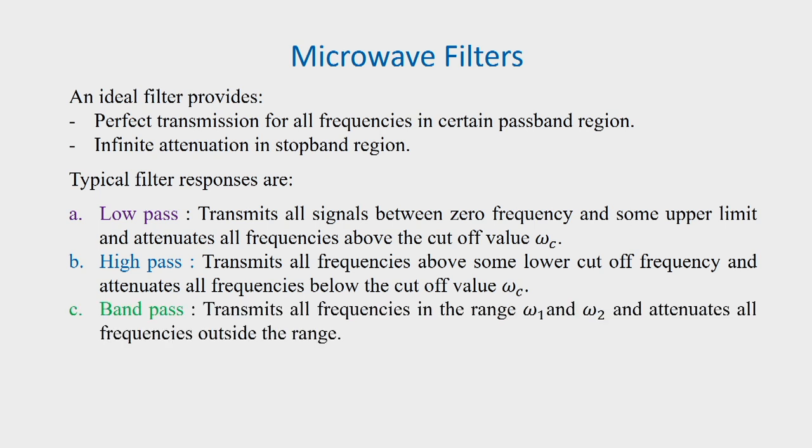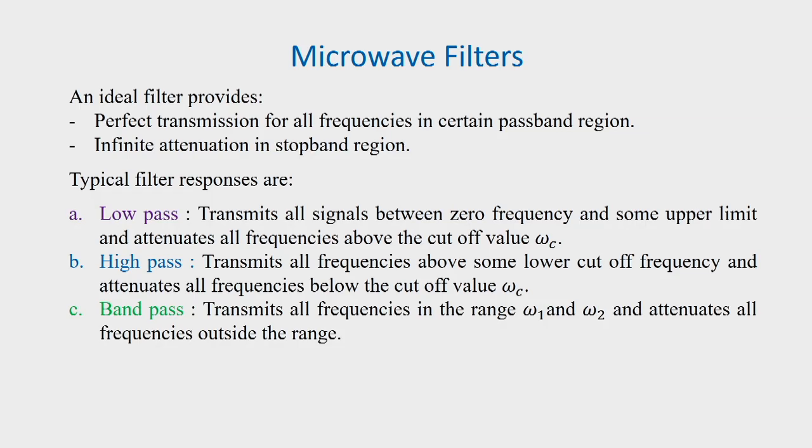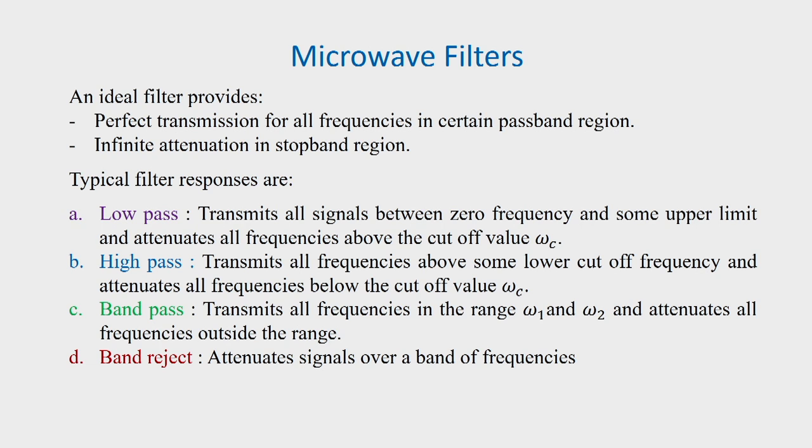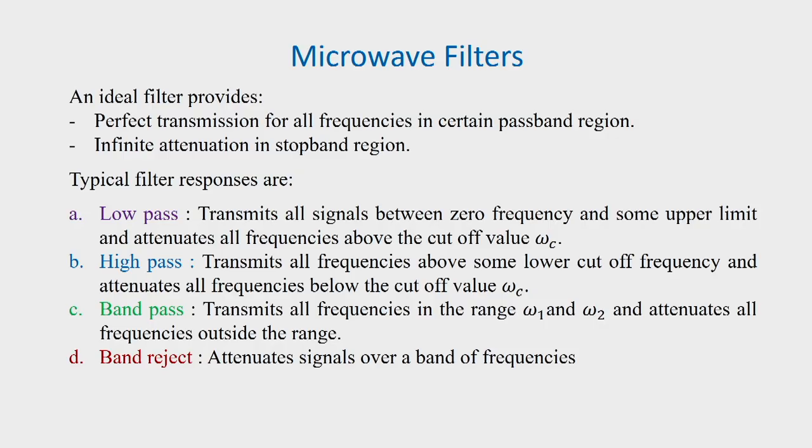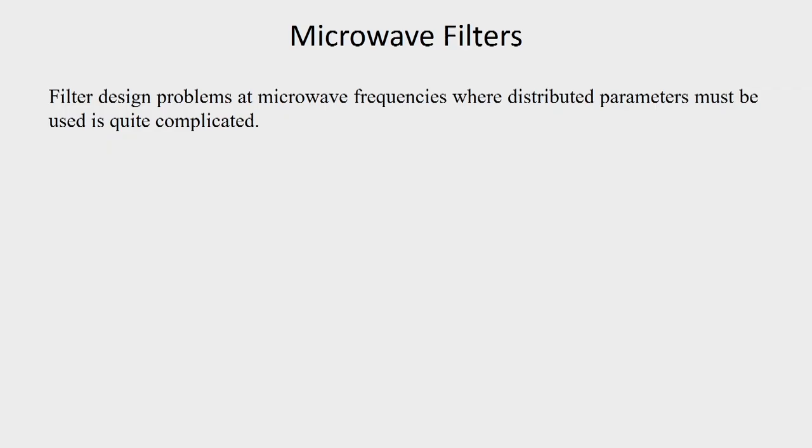A band pass filter transmits all frequencies within a range of two frequencies, omega 1 and omega 2, and attenuates all frequencies outside this range. And a band reject filter attenuates signals over a band of frequencies. So, a filter characteristic can belong to any of these typical responses: either low pass, high pass, band pass, or band reject.